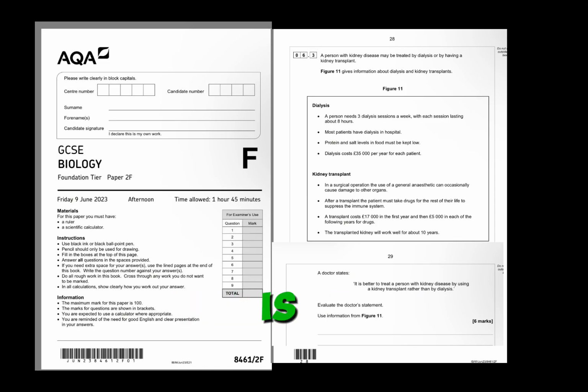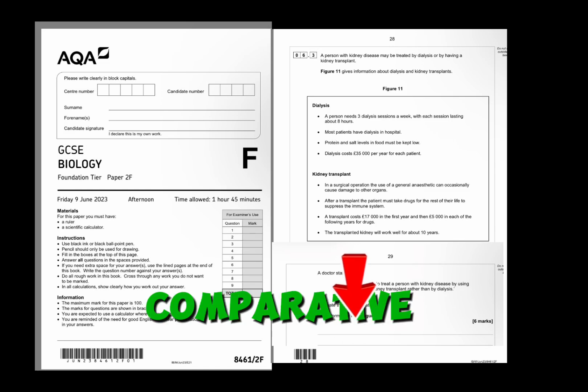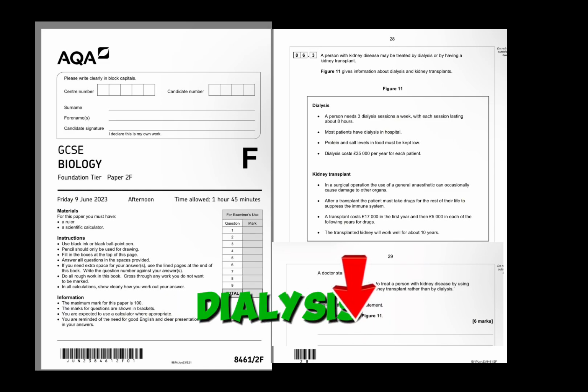Conclusion: a transplant is generally better as it provides a higher quality of life and is more cost effective for the healthcare system, though it involves higher initial surgical risks. Here the exam tip is to use comparative language. Don't just say dialysis is long. Say dialysis takes 24 hours a week, whereas a transplant allows a normal daily routine.